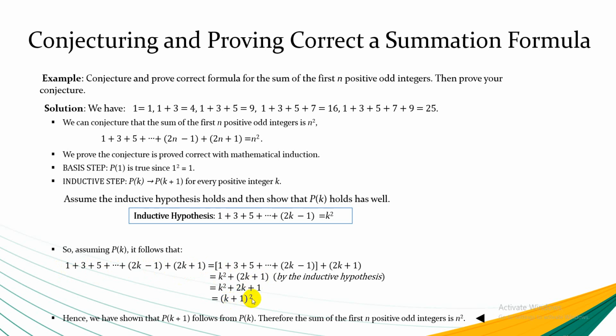So we proved that the sum of the first k plus 1 is equal to k plus 1 squared. Since this is true, given that the sum to k is equal to k squared, now we can say that this is actually correct. Hence we have shown that P(k plus 1) follows from P(k). Therefore, the sum of the first n positive odd integers is n squared.